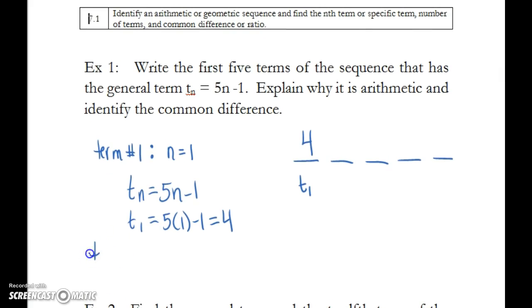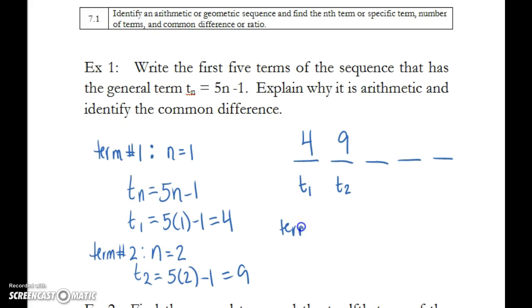Now we'll find our second term, term number 2. And to find our second term, we're going to do the same thing. We're going to let n equal 2. So t sub 2 is 5 times 2 minus 1, which works out to 9. That's our second term. For term number 3, we're going to repeat. n equals 3. So t sub 3 is 5 times 3 minus 1, which is 14.